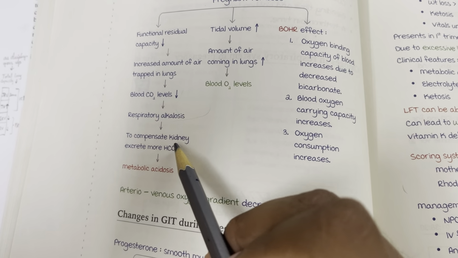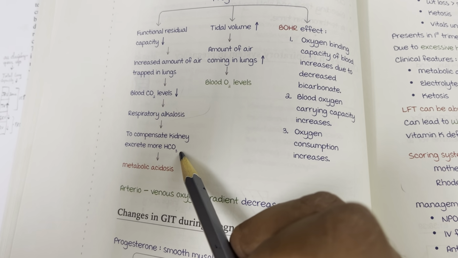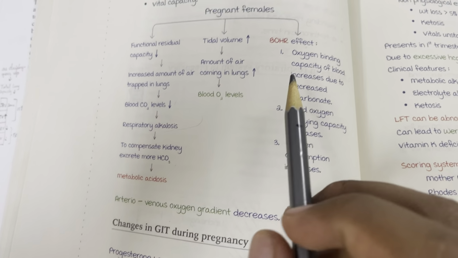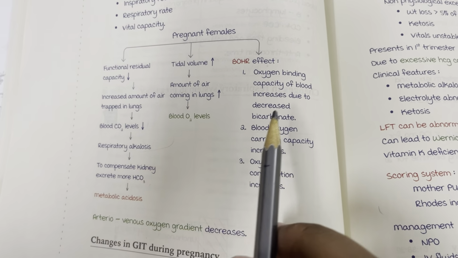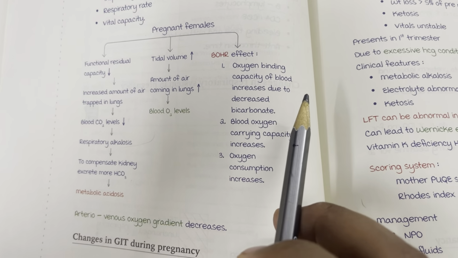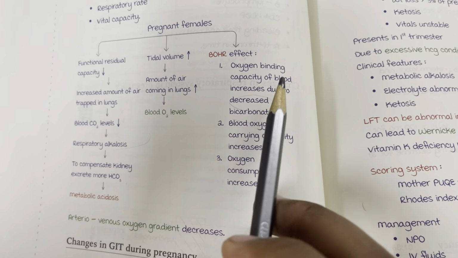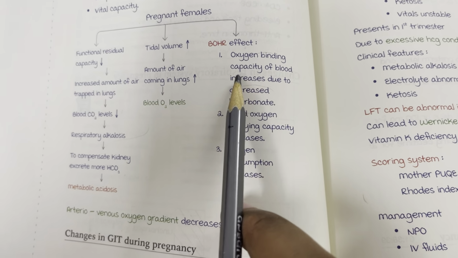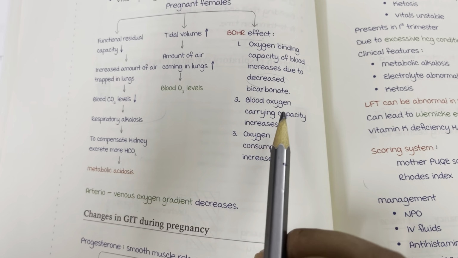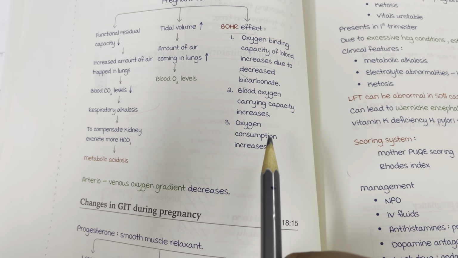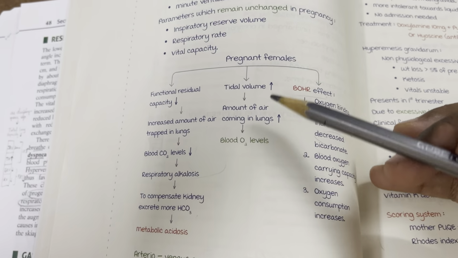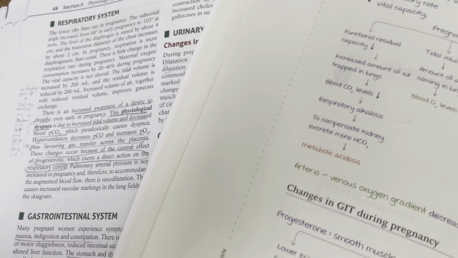So that is why the kidney will do compensatory metabolic acidosis. It will excrete away HCO3 minus. Okay, because of this excreted HCO3 minus, because of decreased bicarbonate, the oxygen binding capacity of the blood will increase by the Bohr effect. So blood oxygen carrying capacity increases, oxygen consumption increases, and also because of increased tidal volume, you'll have more oxygen coming into the lungs.